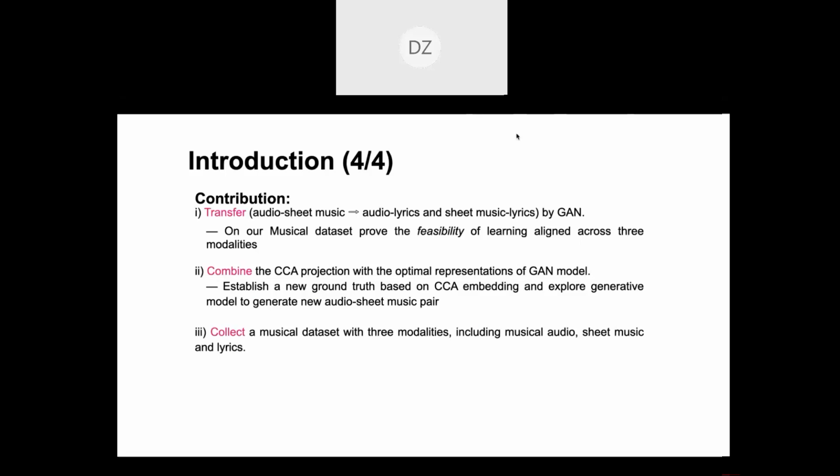The work in detail combines the CCA projection with the optimal implementation of the GAN model. We use the CCA to establish the new ground truth and explore the generative model to generate a new audio and sheet music pair to fool the discriminative model. And also we collect a new music dataset with three modalities.